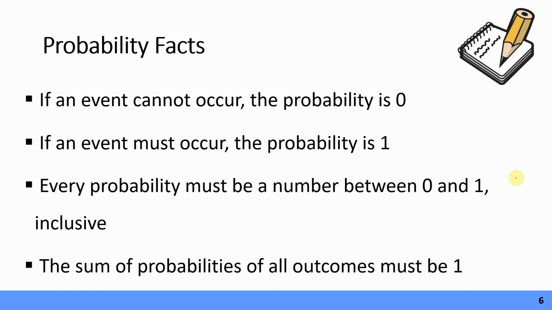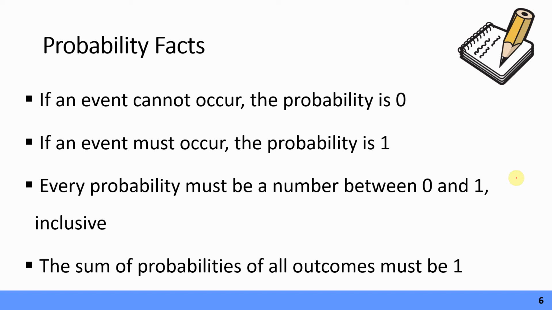And the last one, the sum of probabilities always has to add up to 1. When I ask you, what's the probability of getting heads or tails? Normally it would be a 50-50 chance. If you add 50 and 50, you'll see it adds up to 100%. So that's what we mean. Probabilities always have to add up to 1 in decimal form, or they always have to add up to 100% if they're in percent form.